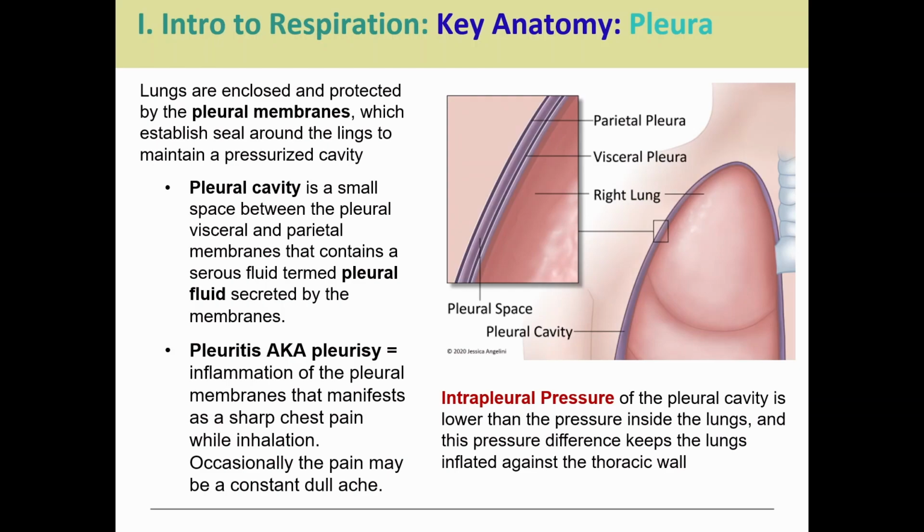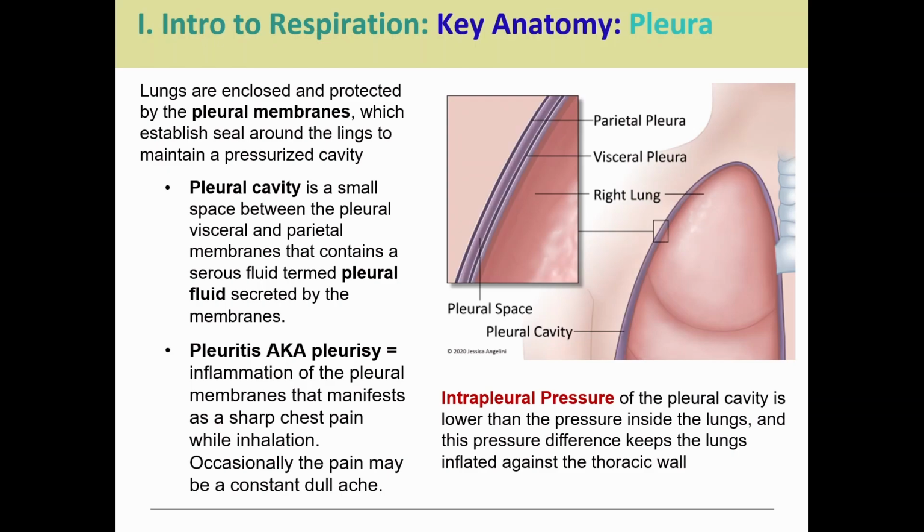The pleural cavity is a really small space between the visceral and parietal membrane. So remember, parietal is going to be on the outer edge. Visceral is going to be closer to the lungs. And we have a fluid there called pleural fluid. Sometimes this can get inflamed, and this is where we have a sharp chest pain with inhalation, or a dull ache. That's when the inflammation has hit the pleural membranes.